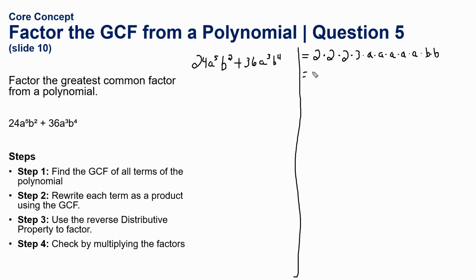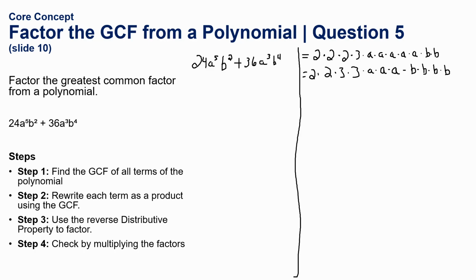So then 36 is going to be 2 times another 2 times 3 times 3. So 2 times 2 is 4, 4 times 3 is 12, 12 times 3 is 36. And then we have 3 a terms, so a times a times a. And we have 4 b terms, b times b times b times b. Okay, so this is really expanding it out.